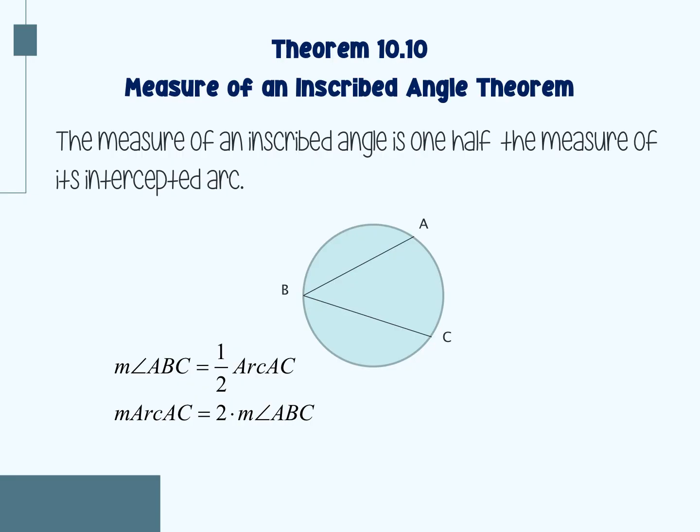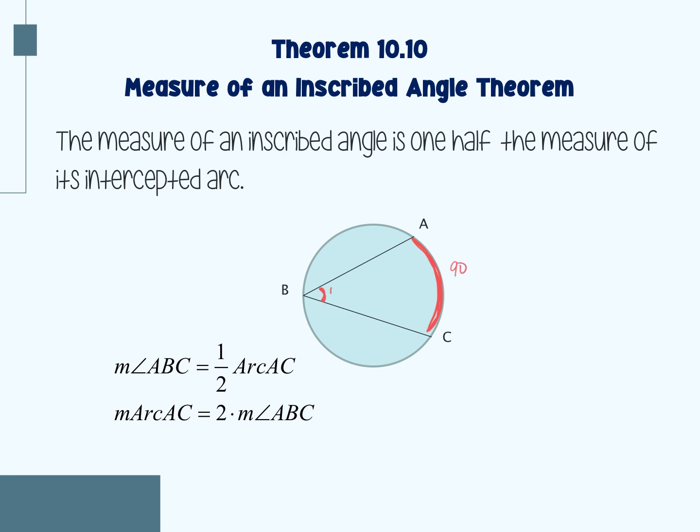So theorem 10.10 talks about what is the measure of an inscribed angle, right? It's the measure of an inscribed angle theorem, and it basically tells you that the measure of an inscribed angle is half the measure of the intercepted arc. So this angle here is going to be half of whatever the degree measure of the intercepted arc is. So, for example, if the intercepted arc is 100, then this angle is 50 degrees because it's half of the 100.